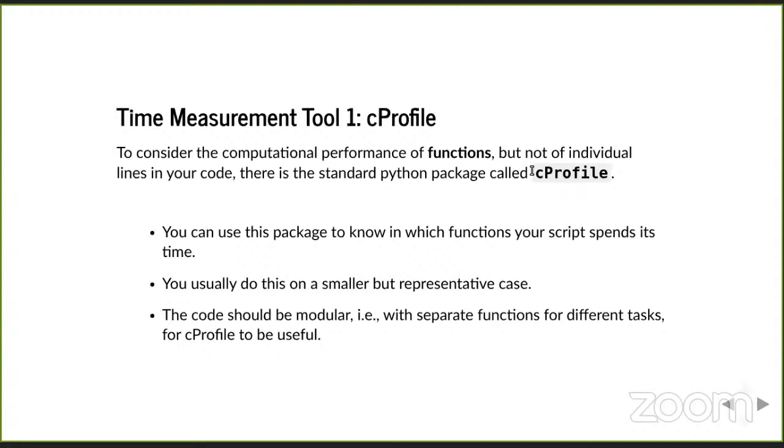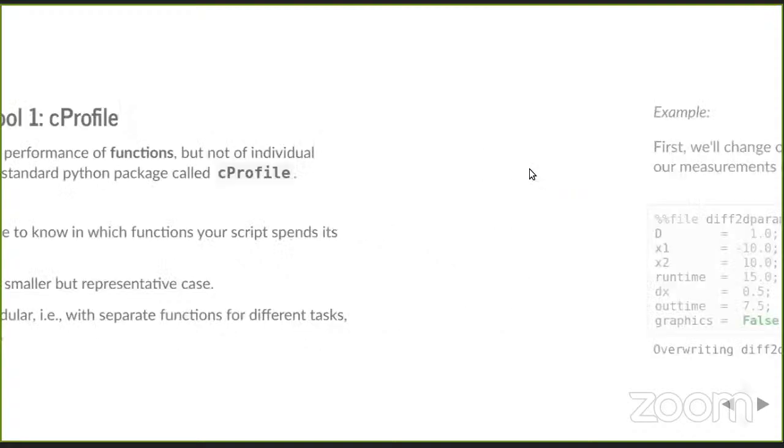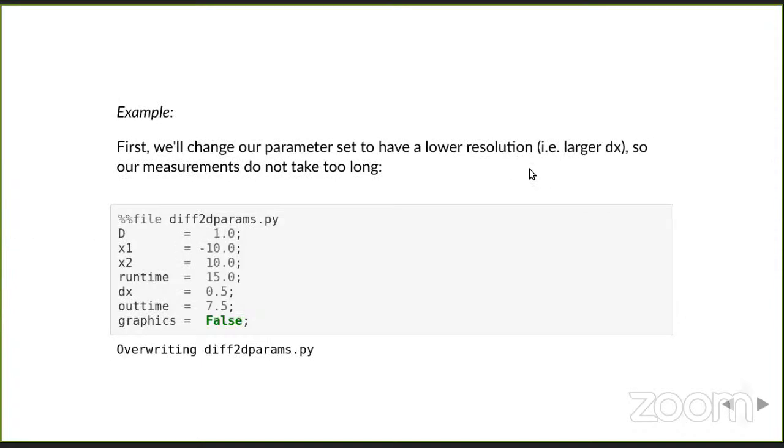But we can try this. We're going to try this for our diffusion equation. And I'm changing the parameters. The dx is substantially bigger. The graphics is still set at false. The %%file magic can override a file, and it will tell you that it did that. But it's good to know that it tells you that.